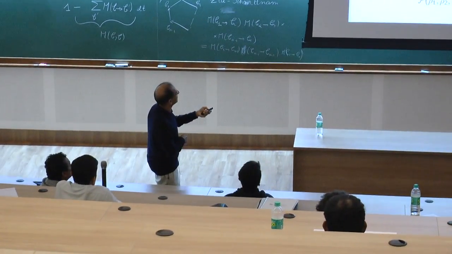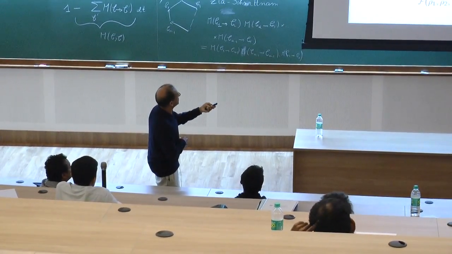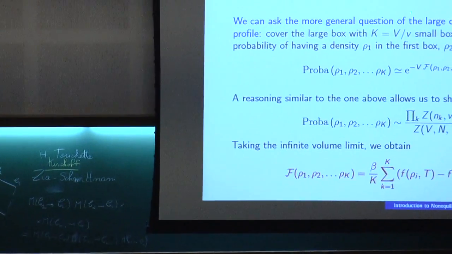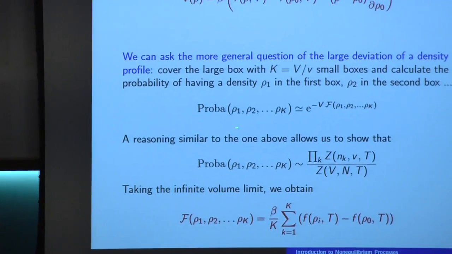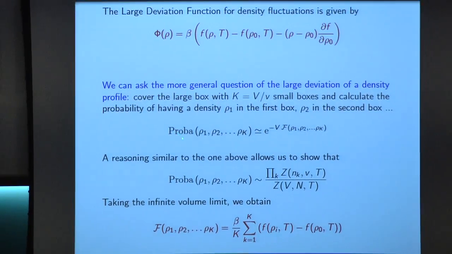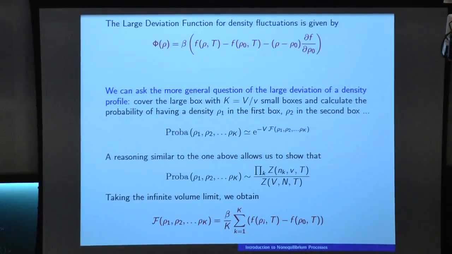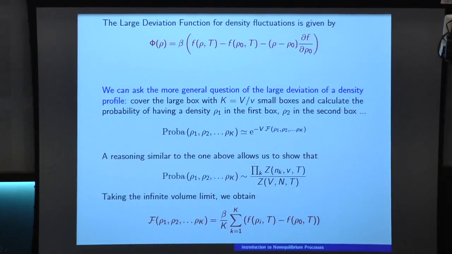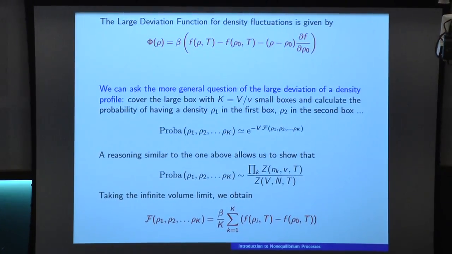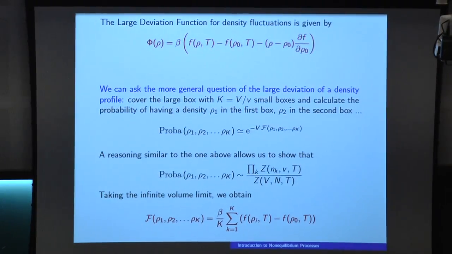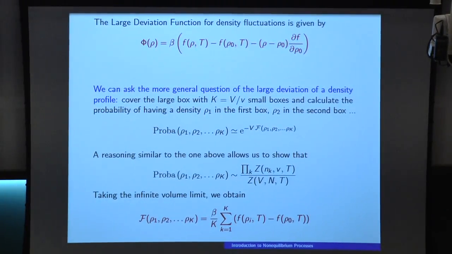So now suppose that instead of taking one box, we take plenty of small boxes and pave the whole room, the whole large box, by small boxes. So we want to have the probability of having rho 1 in the first box, rho 2 in the second box, rho k in the kth box. But this is nothing but telling you what is the density profile. Because if we take very small boxes, we know the density rho of x almost everywhere.